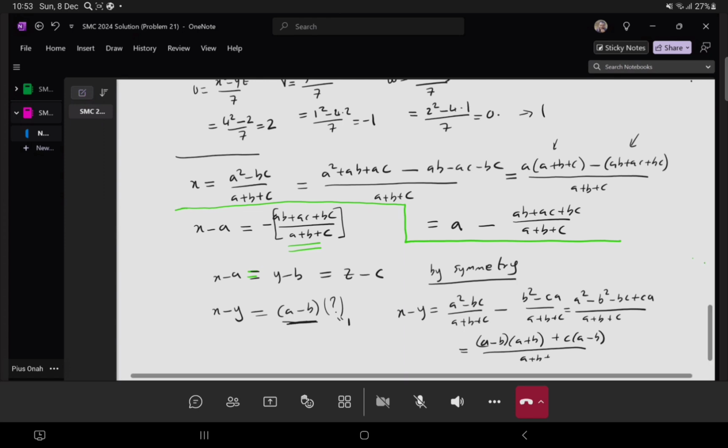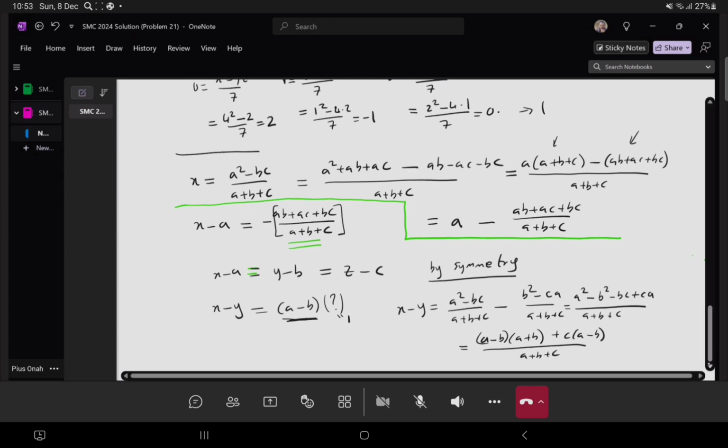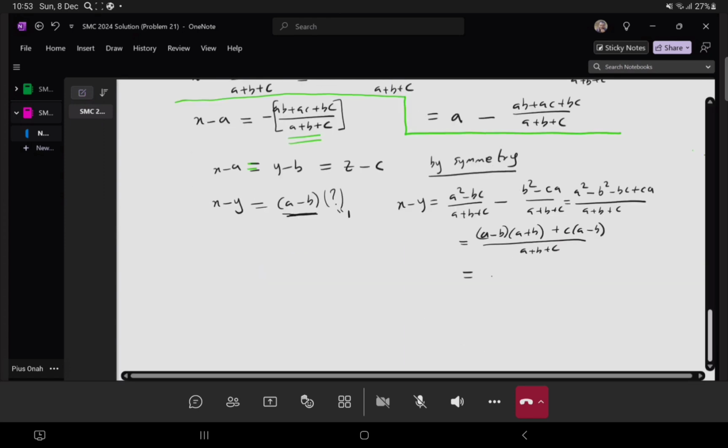Yeah. So at this point we can get the result we desire. So this is a minus b. Then we have a plus b from the first part, and then we have plus c. So it's just a minus b. So the question mark is 1. Yeah. So there's nothing extra actually. It's precisely a minus b.